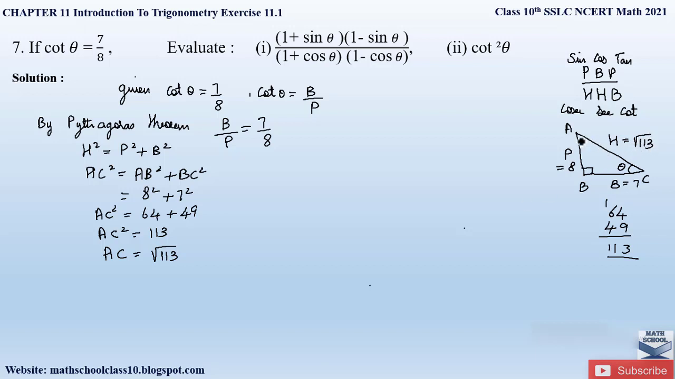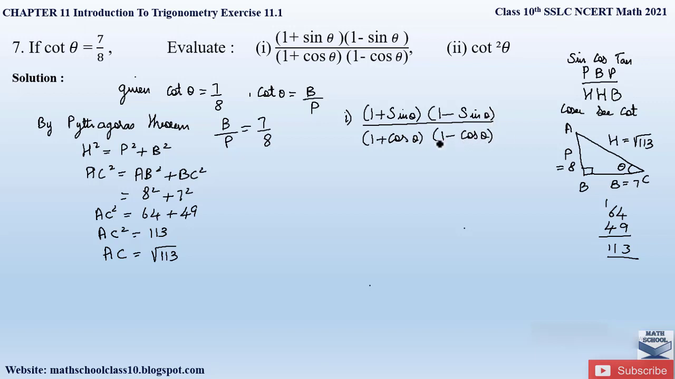Now we know all the three sides of this triangle. Now we will evaluate the first and the second part of the question. Coming to the first part of the question, they have given us (1 plus sin theta) into (1 minus sin theta) divided by (1 plus cos theta) into (1 minus cos theta).